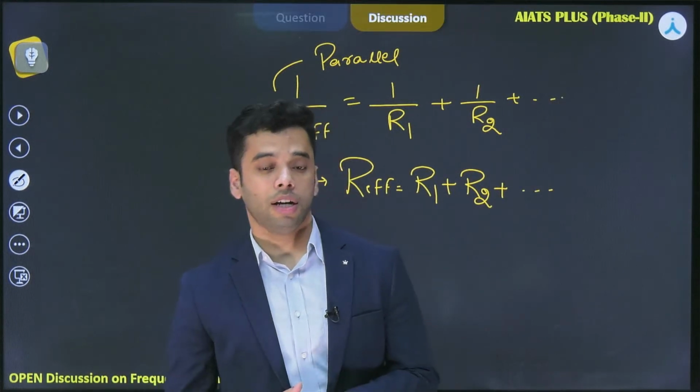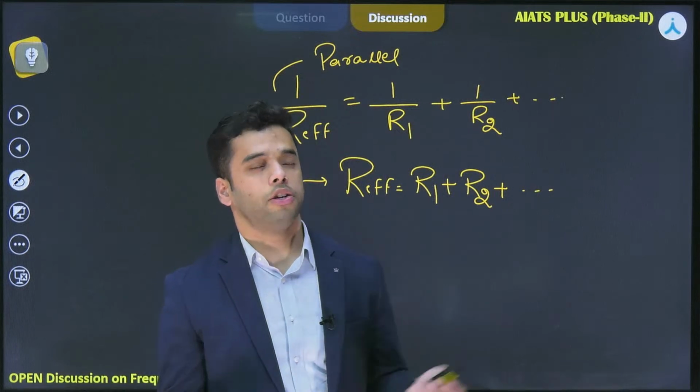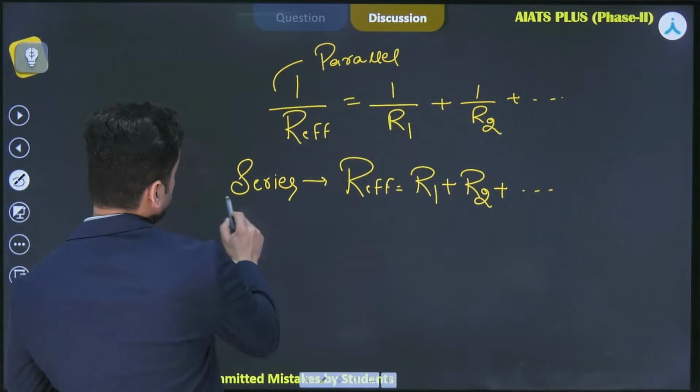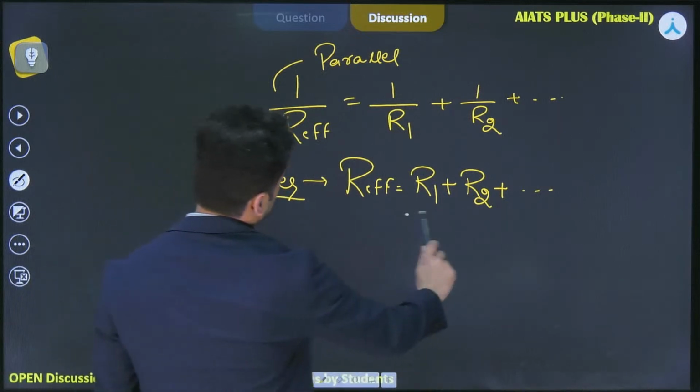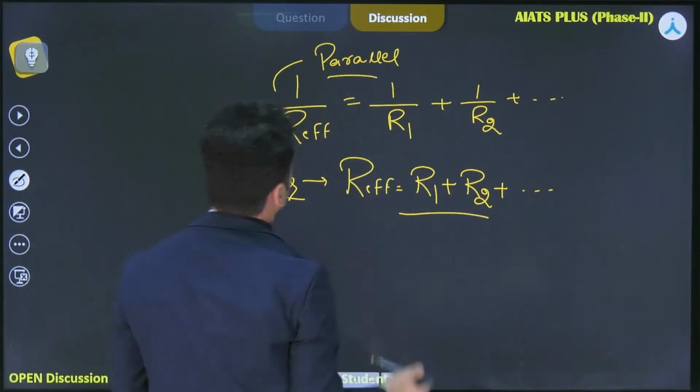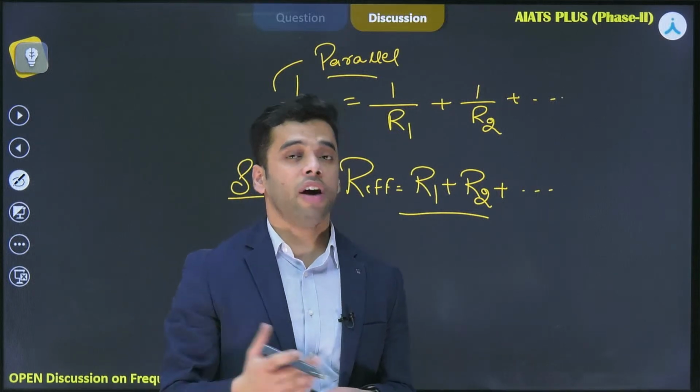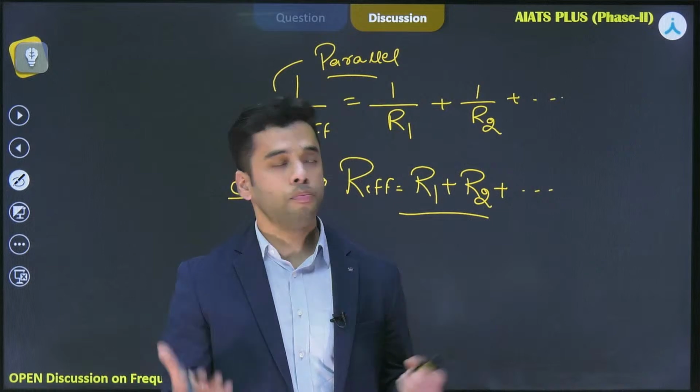Okay, someone is commenting the answer. If you are getting the answer, you can put your answer in the comment box. We'll verify it. So for the series part, it is R1 plus R2, and for the parallel part, it is 1 over R1 plus 1 over R2. Now the problem is how to identify whether they are in series or whether they are in parallel.